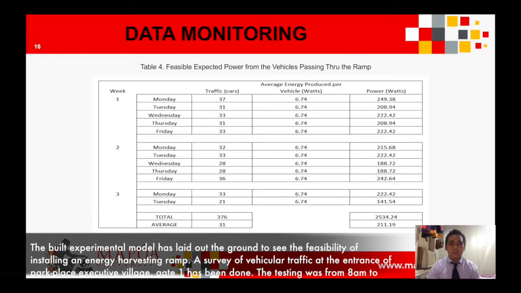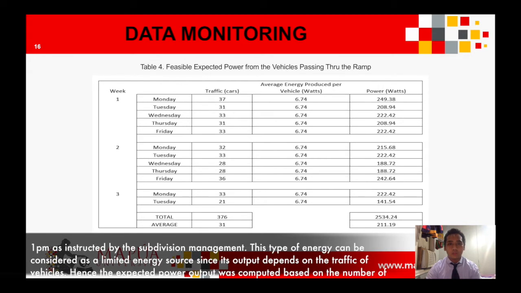The built experimental model has laid out the ground to see the feasibility of installing an energy harvesting ramp. A survey of vehicular traffic at the entrance of Park Place Executive Village, Gate 1, has been done. The testing was from 8 a.m. to 1 p.m. as instructed by the subdivision management.